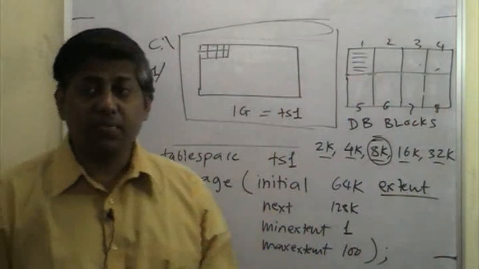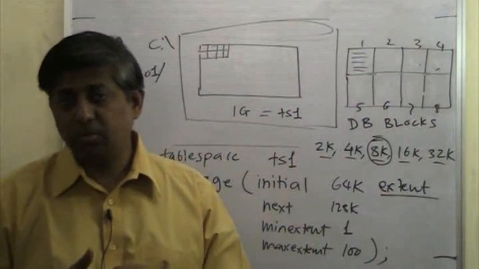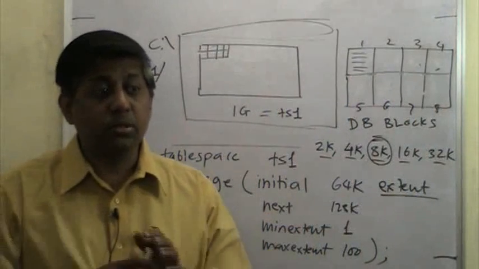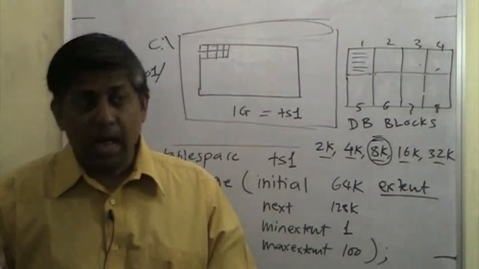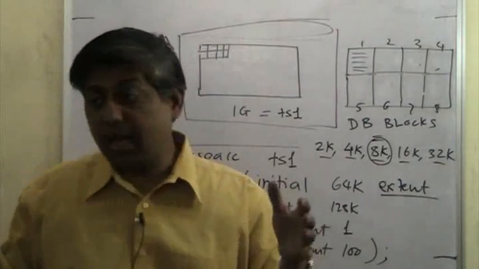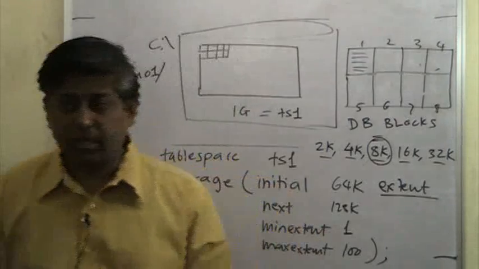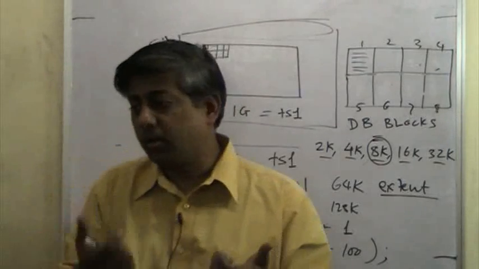How many rows can fit in one block? It depends on the size of the table. We have a table whose name is A. What is the length of a row in A? First thing, how many columns are there in A? The first column is the ID. The second column is the name.